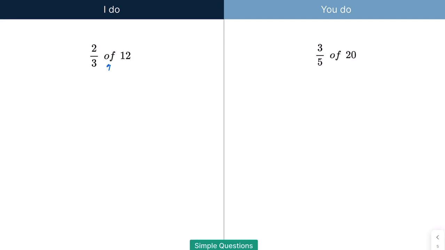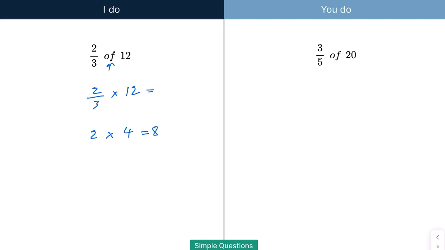Now you can replace the of with the times sign, so I can rewrite this as 2/3 times 12. Now there's 2 ways you can do this. Either you can do 2 times 12 and then divide it by 3, or what I recommend you do is 12 divided by 3 first. If I do 12 divided by 3, so we can copy the same 2 over, that becomes 4, and the answer is 8.